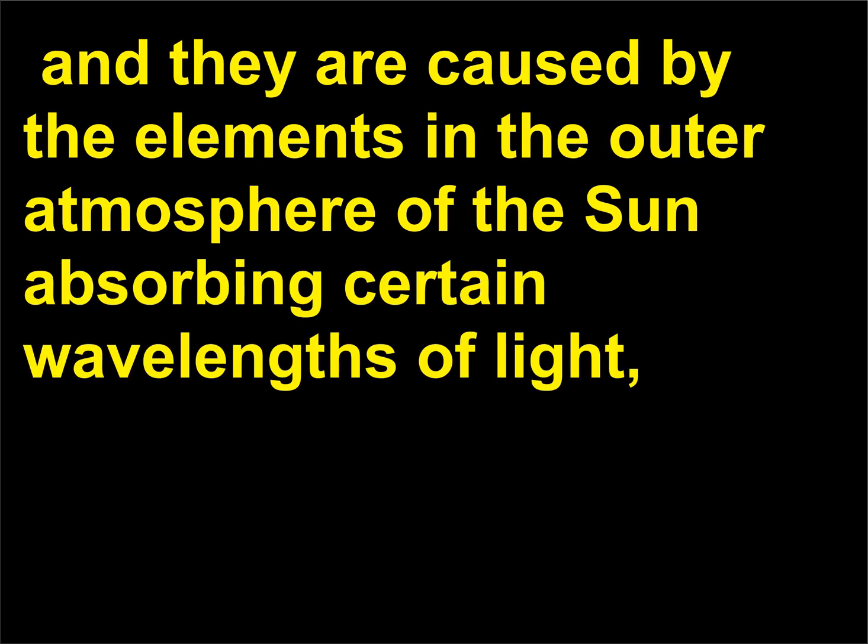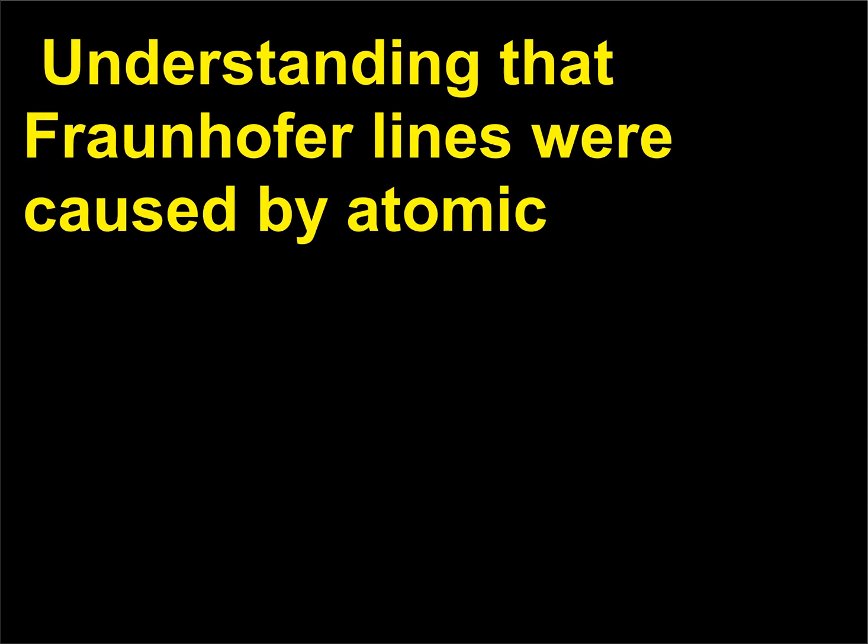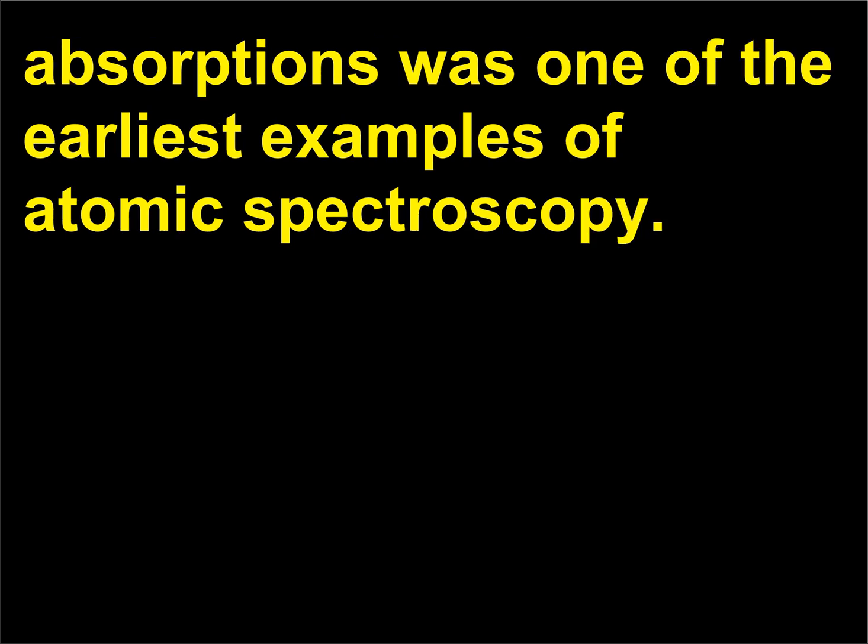And they are caused by the elements in the outer atmosphere of the Sun absorbing certain wavelengths of light, which prevents those wavelengths from reaching the Earth. Understanding that Fraunhofer lines were caused by atomic absorptions was one of the earliest examples of atomic spectroscopy.